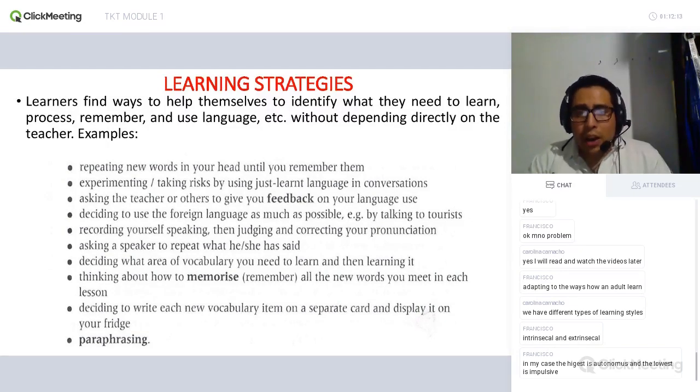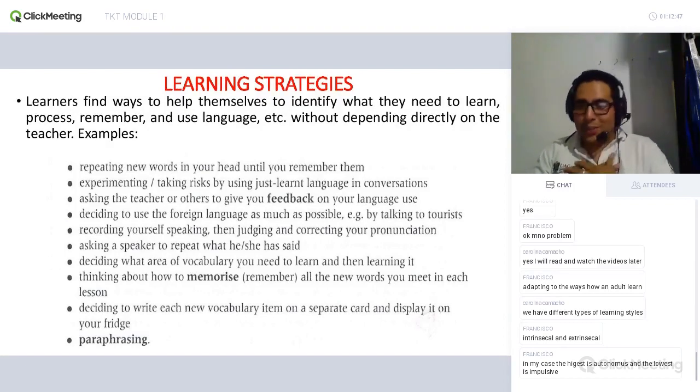Okay, thinking about how to memorize, remember all the new words you meet in each lesson. Okay, so that depends on them. Okay, how they can remember. Maybe they are studying one day before, or maybe at the moment they are repeating the words as in the first one, right, in the head and so on. Okay, and sometimes they also select which of these words are useful and which ones are not that useful, right? Deciding to write each new vocabulary item on a separate card and display it on your fridge.